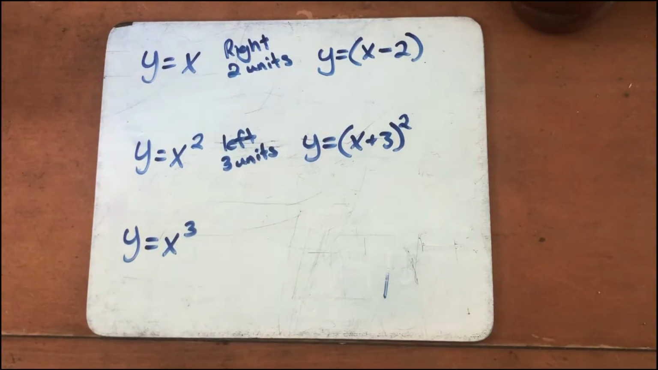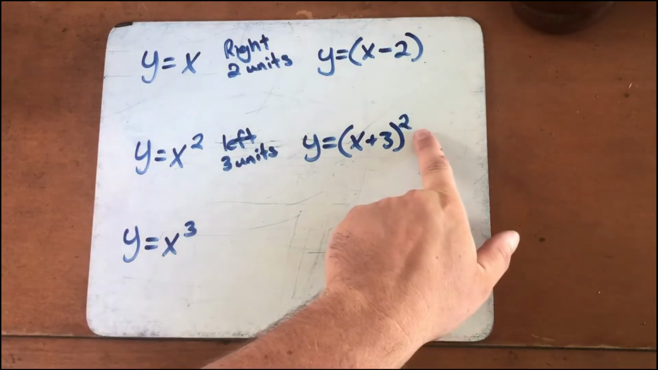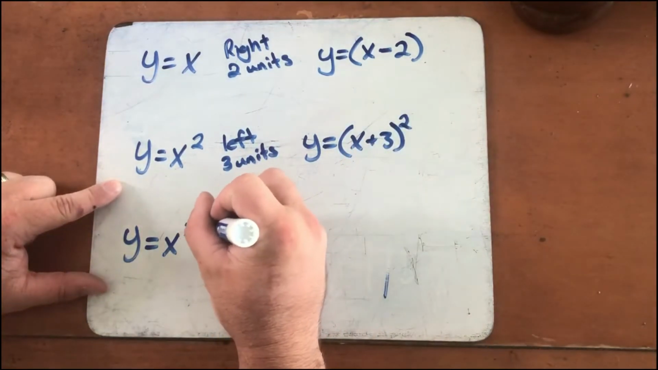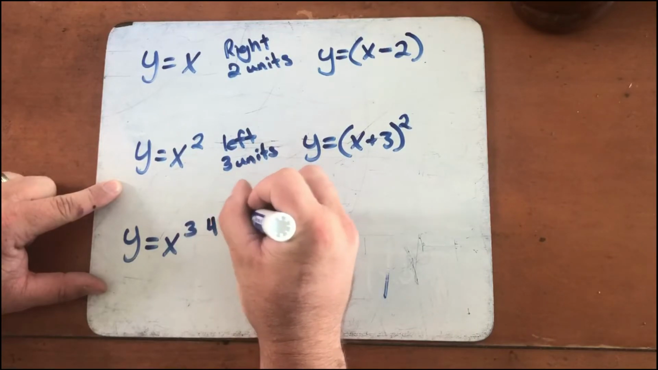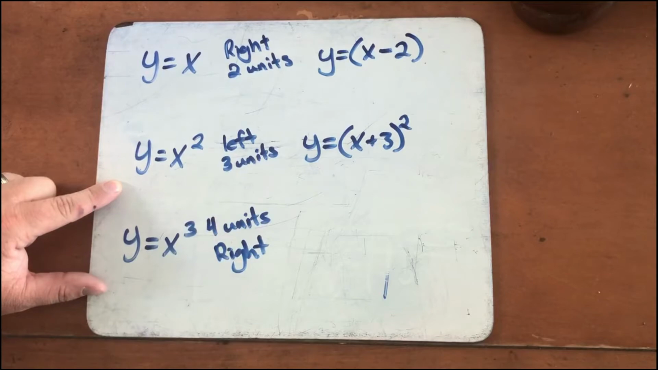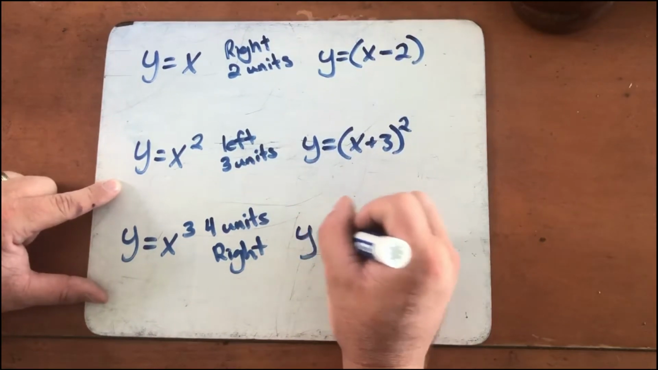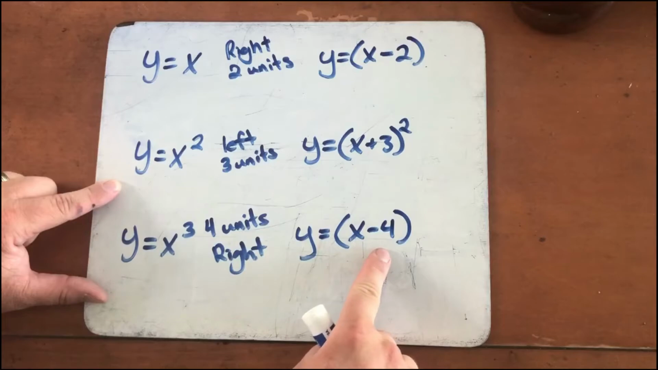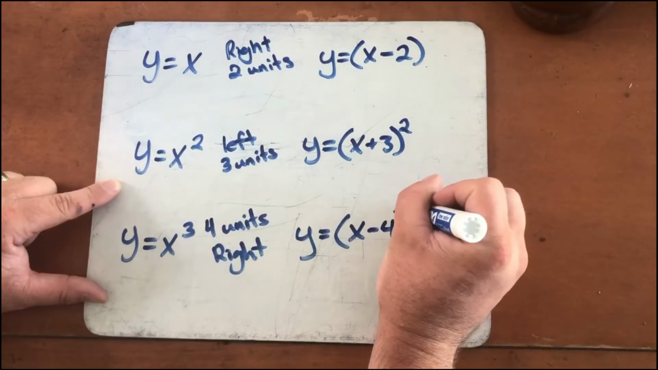Y equals x cubed basically looks the same, but instead of being squared or a 1, it is cubed. So let's say I want to go 4 units to the right. All right, should I add 4 or subtract 4? Well, if I'm going to the right, it should be minus 4. Y equals, group it together, x minus 4. All right, that's how I group it together. This is cubed, so this is cubed.